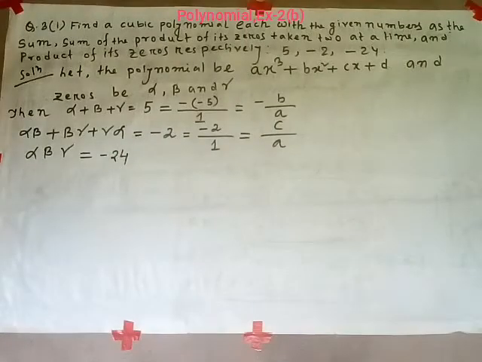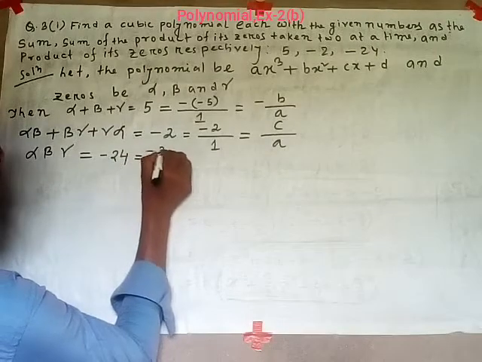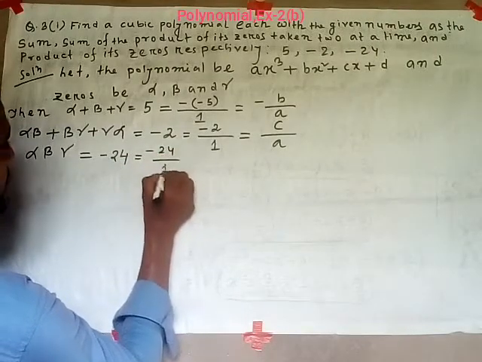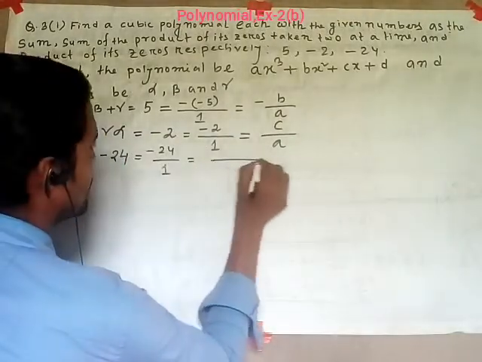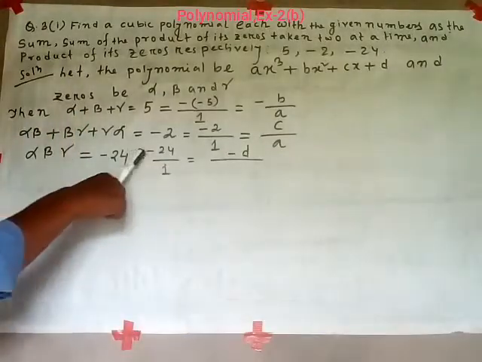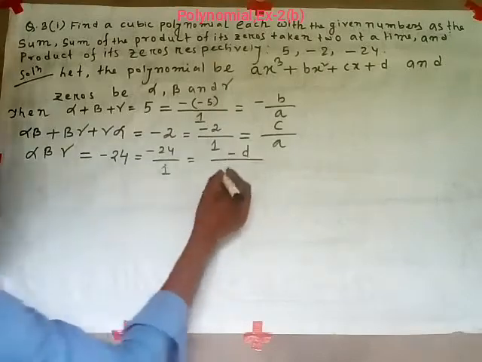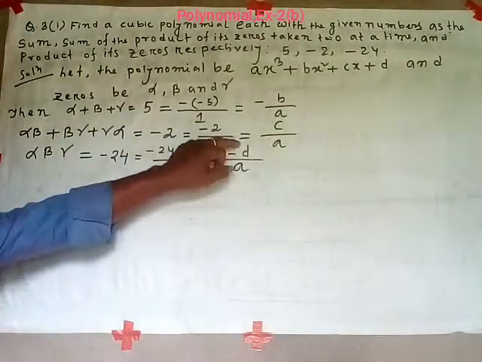So alpha beta gamma equal to, what is the formula? The formula is minus d by a. This is equal to, what can we write? Minus 24 divided by 1. This is equal to minus 24, which means minus d by a. This is the formula: alpha beta gamma equal to minus d by a.